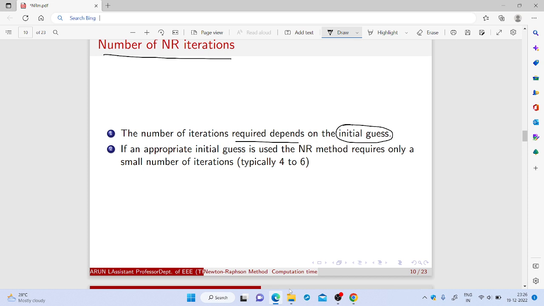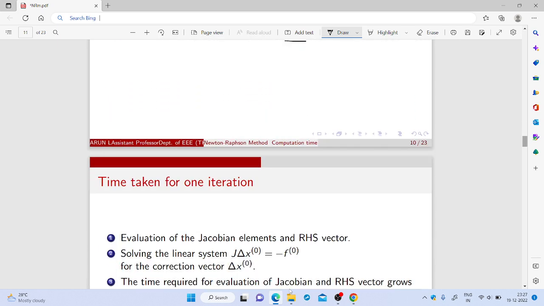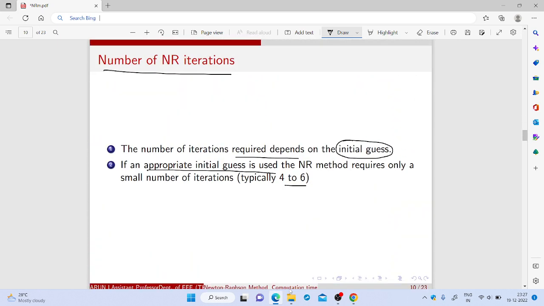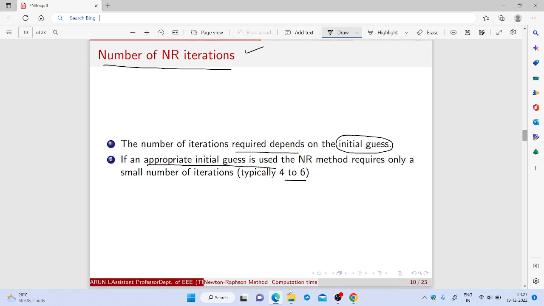If you start with a proper initial guess which is acceptably close to the root, then you will reach convergence. You can satisfy the convergence criteria in a minimum number of iterations. If you are not starting with a proper initial guess, the Newton-Raphson procedure may not converge, or it may take more iterations. If an appropriate initial guess is used, then the Newton-Raphson method usually converges in 4 to 6 iterations. That is a typical range. So the number of iterations required depends on the selection of initial guess.